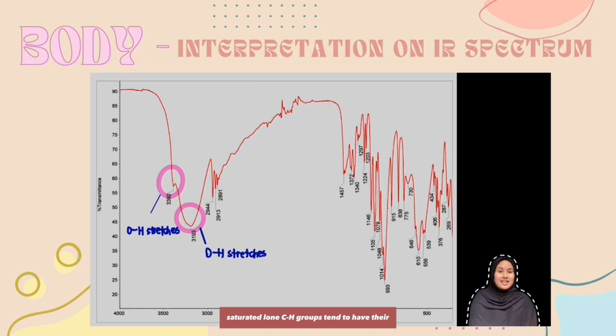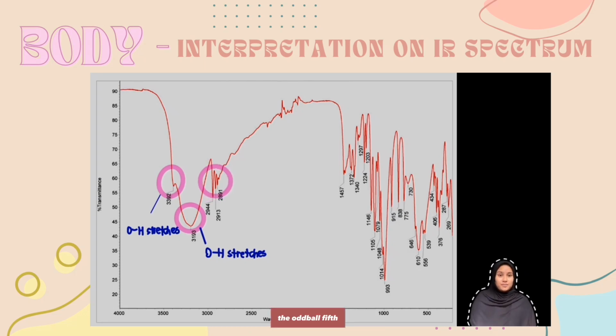Saturated lone CH groups tend to have their stretching peaks around 2900. The oddball is the fifth carbon in the glucose ring, which has a primary alcohol group hanging off it that contains CH2 groups. It is the CH and CH2 moieties that are responsible for the small CH stretching peak shown in figure 2 around 2900.